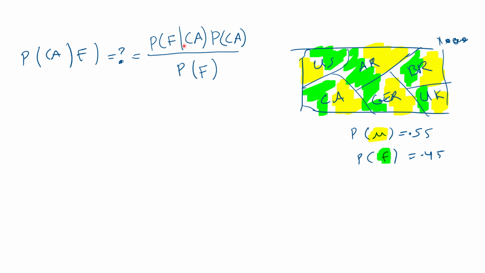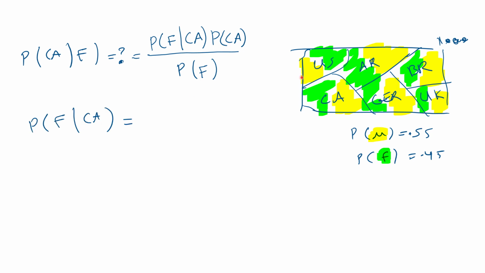For example, I know that 25% of Canadians are female, and the probability of Canadian, I know that, for example, 30% of the total 1,000 individuals are Canadian. And I know, for example, 45% of the total population is female. I have this information, so I can get this one. Let's look at another one, the opposite.